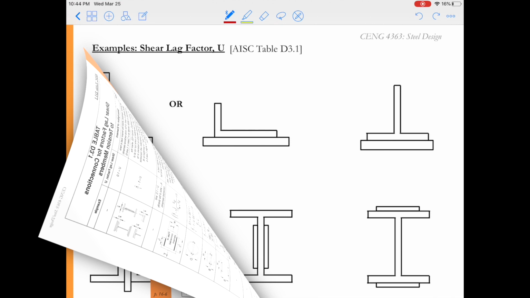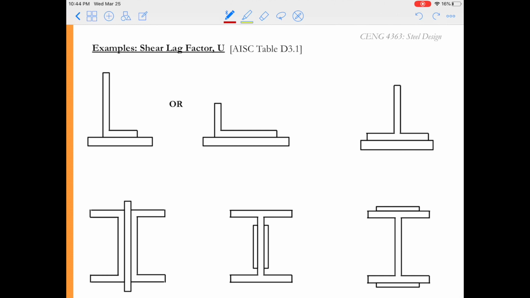Let's take a look at some examples for calculating the shear lag factor U. Most of these cases are going to be covered by case 2, with the exception that these single angles up in the top left-hand corner could also fall under case 8, but we see we're allowed to use either case 2 or case 8.